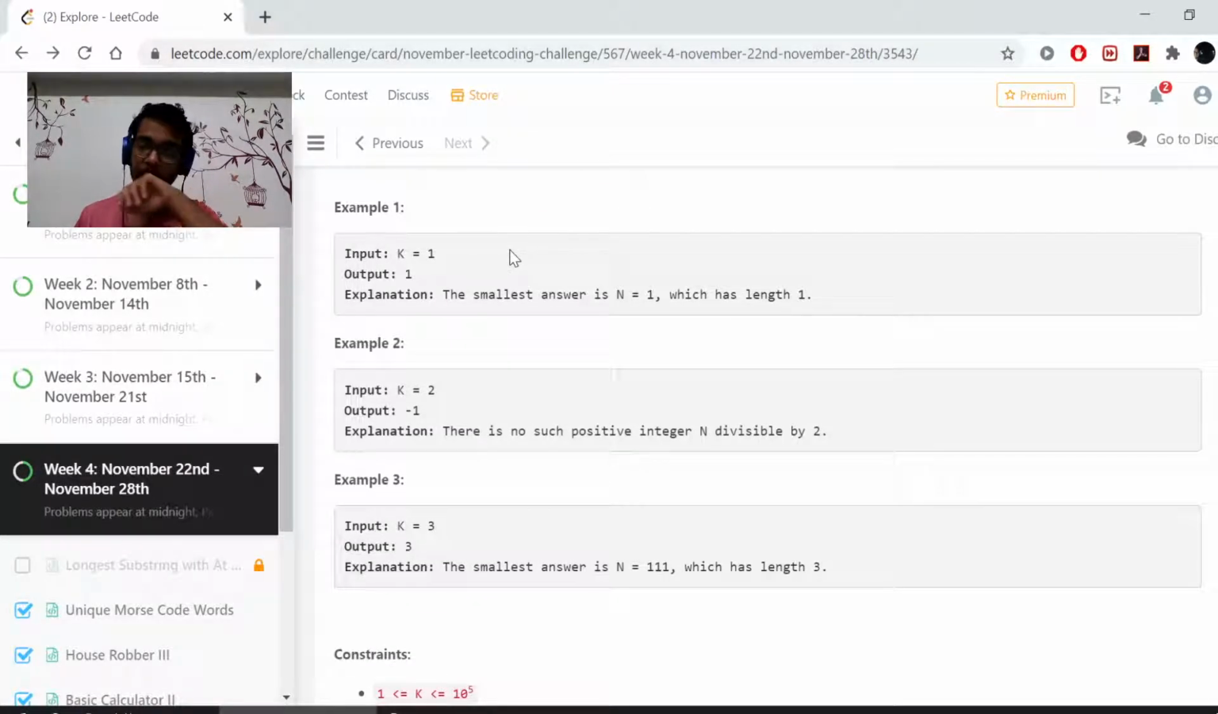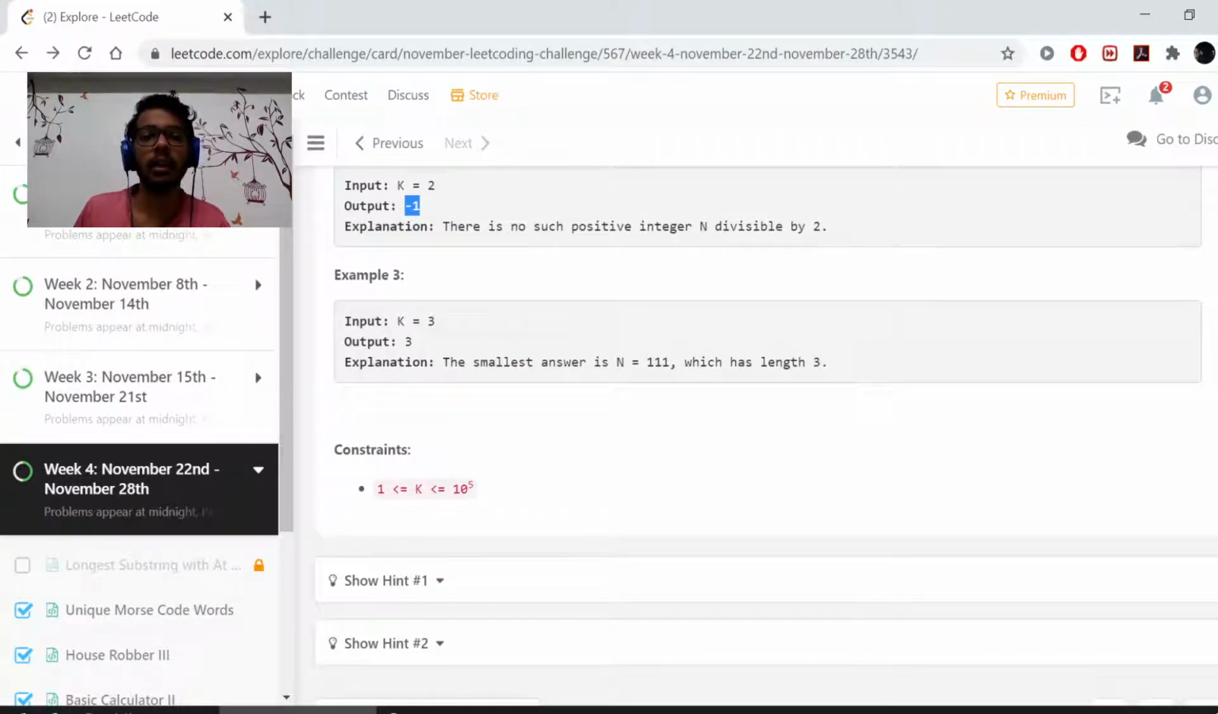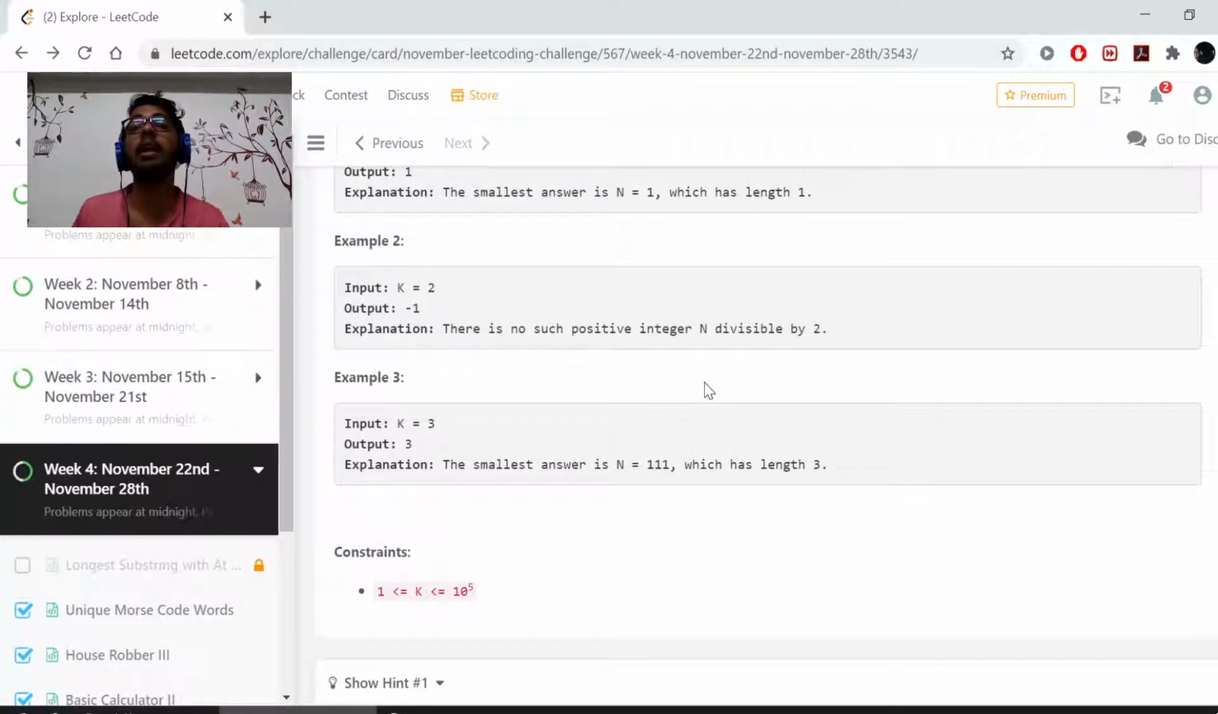Let's take some examples using which we can understand pretty easily. If k equals 1, the simple answer is 1. If k equals 2, we can clearly see that a multiple of 2 would never end in a 1, because an even number cannot end in 1. Hence we return -1 if it's not possible. For k equals 3, we return 3 because the number divisible by 3 is 111. You can clearly see that 1 plus 1 plus 1 equals 3, so 3 will divide this number.